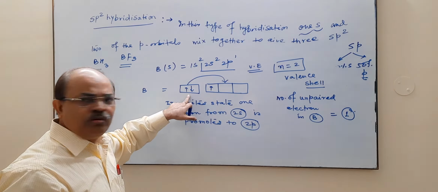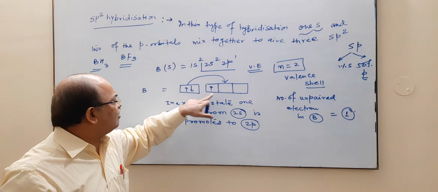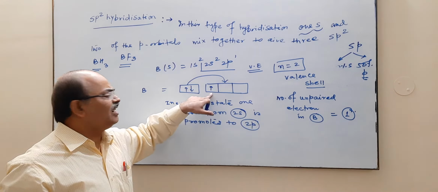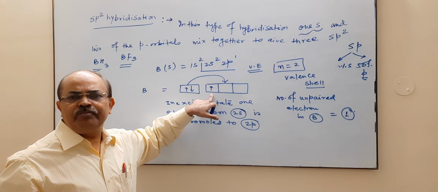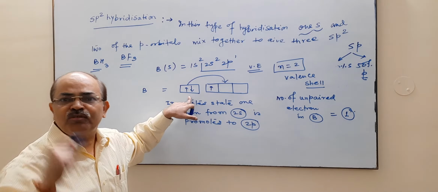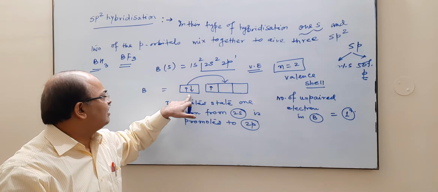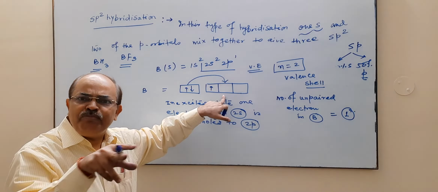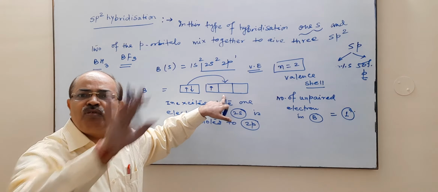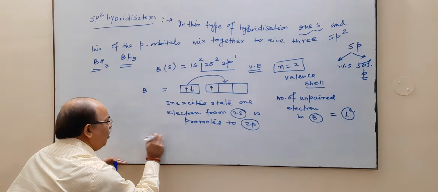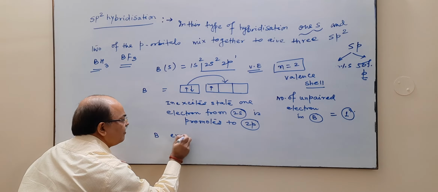If you promote the electron from here to here, क्या फायदा? ये पेयर हो गया, ये अनपेयर रहा, तो अनपेयर तो एक ही रहा. हमको अनपेयर 3 चाहिए, तो 3 चाहिए मीन्स इसको इस एम्प्टी p ऑर्बिटल में प्रमोट करना होगा. Then what is boron in excited state?